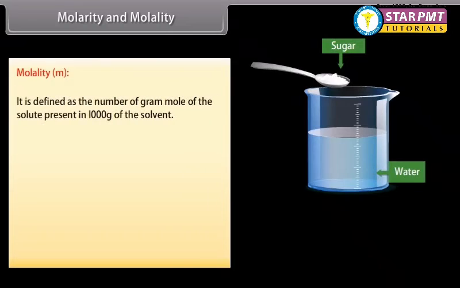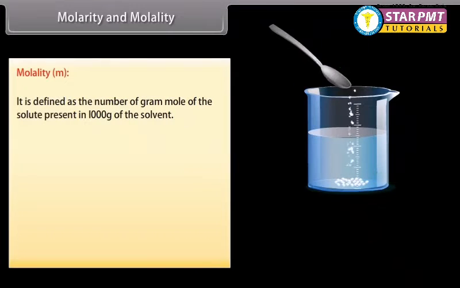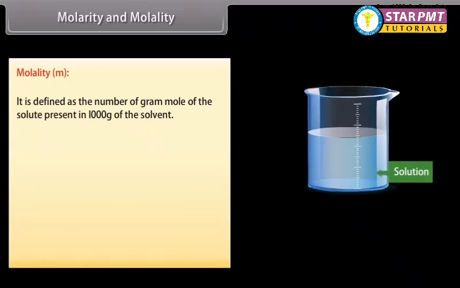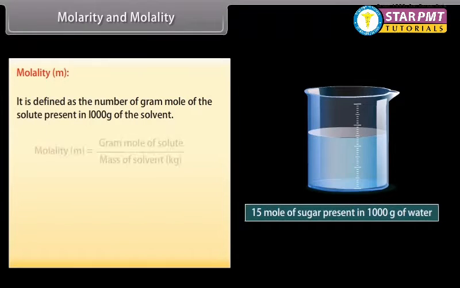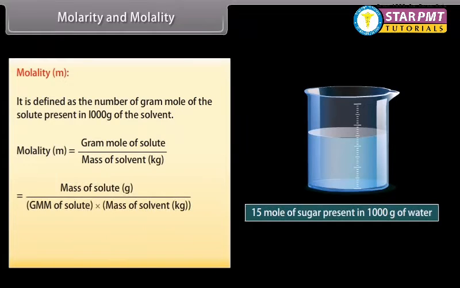Molality. It is defined as the number of gram mole of the solute present in 1000 gram of the solvent. It is represented by small m. Mathematically, molality is represented by small m is equal to Wb in grams divided by product of gram mole mass of B and Wa in kilogram.